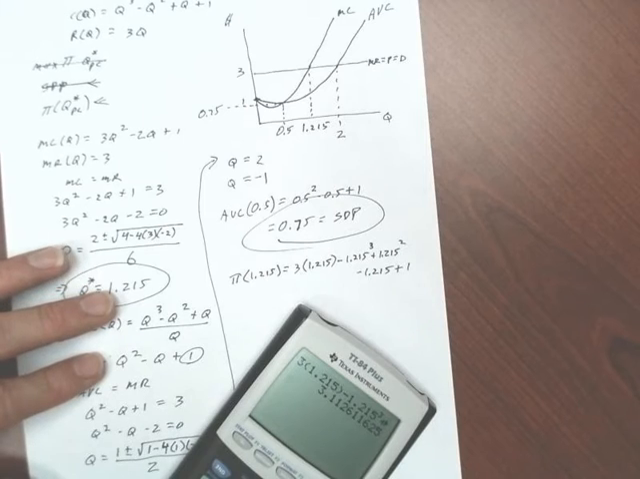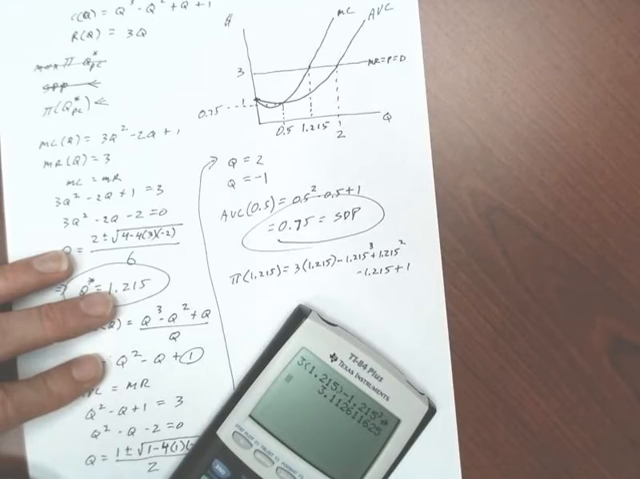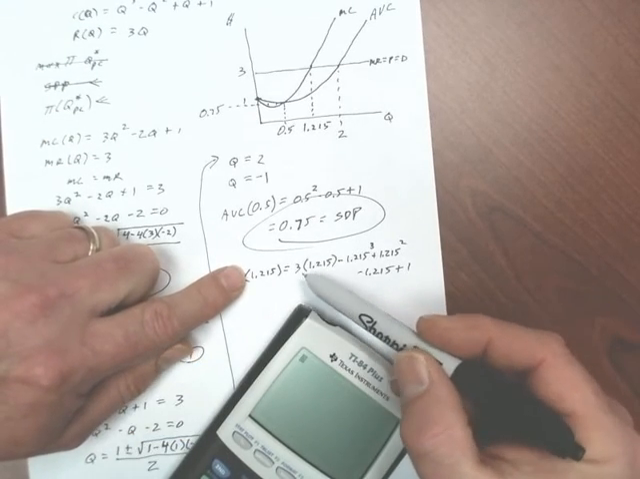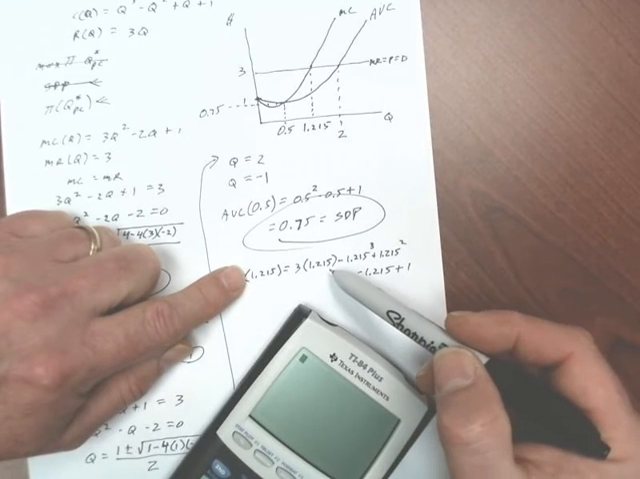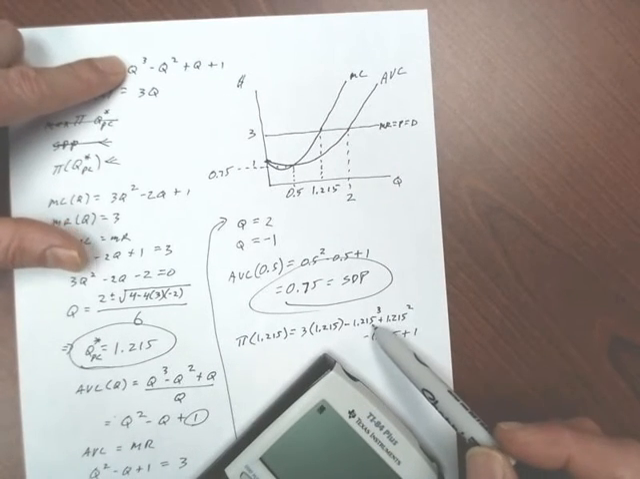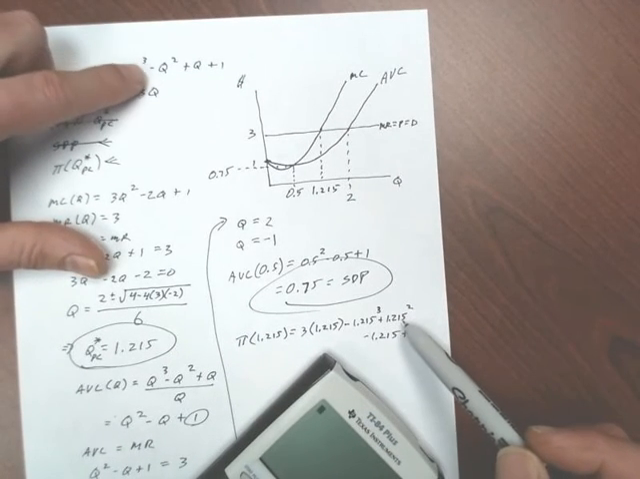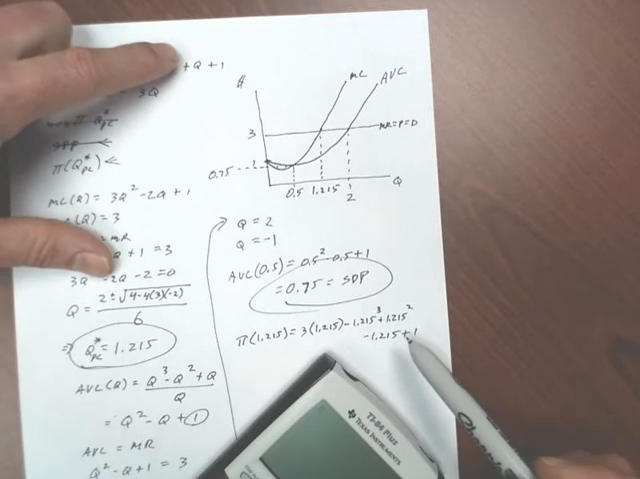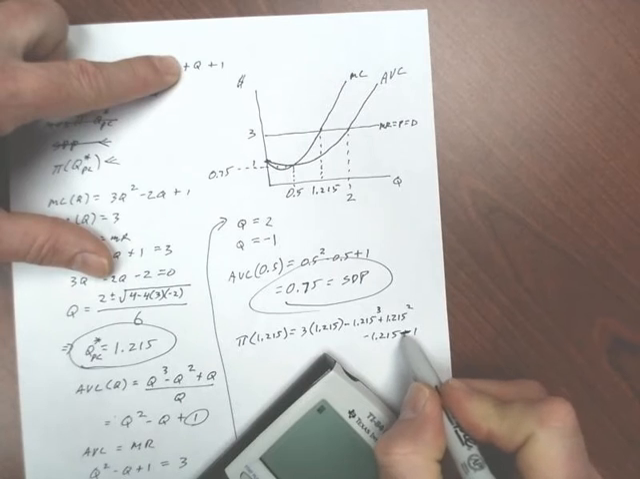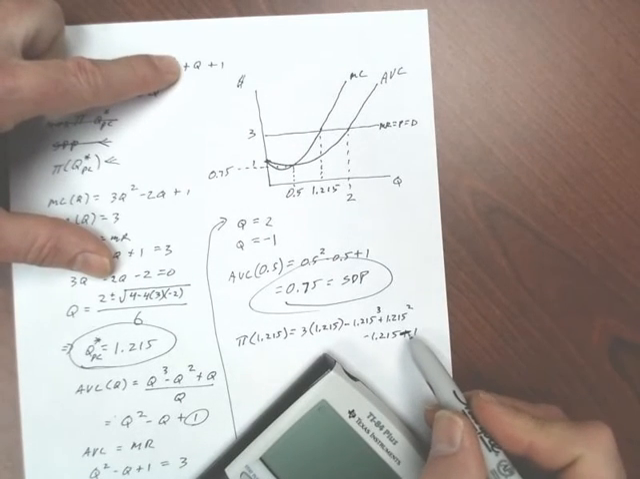I hit the wrong button right here. Or did I? Let me try that again. So that's total revenue. That's my total revenue at 1.215 minus 1.215 cubed plus 1.215 squared minus 1.215 minus 1.